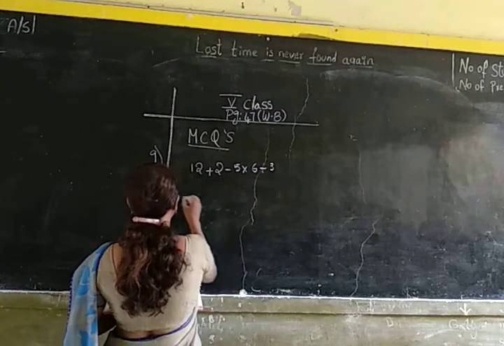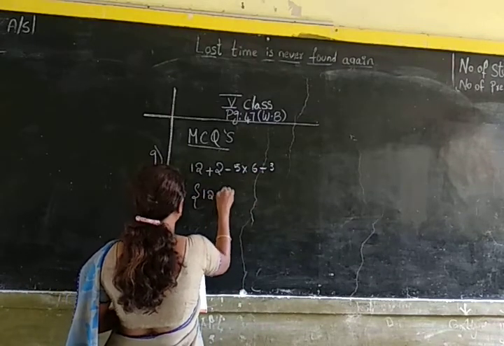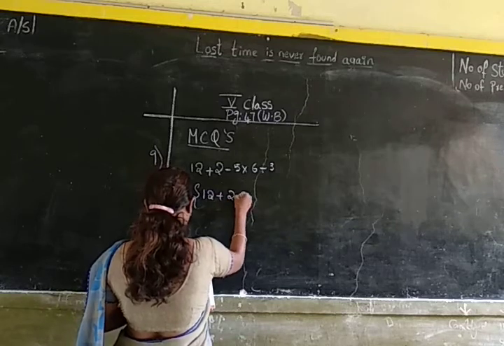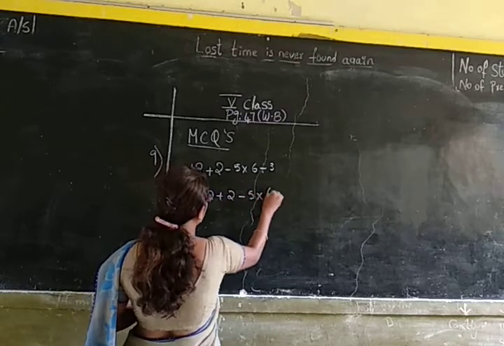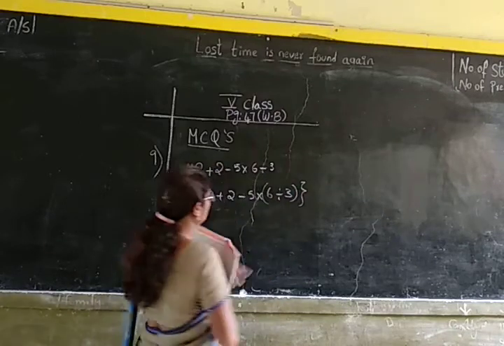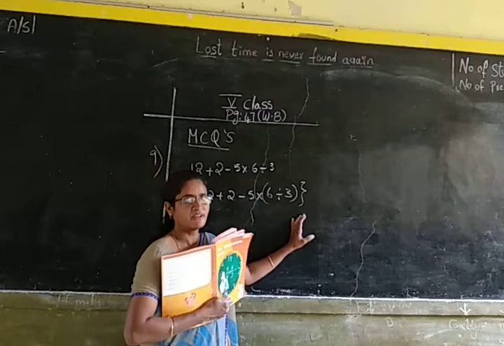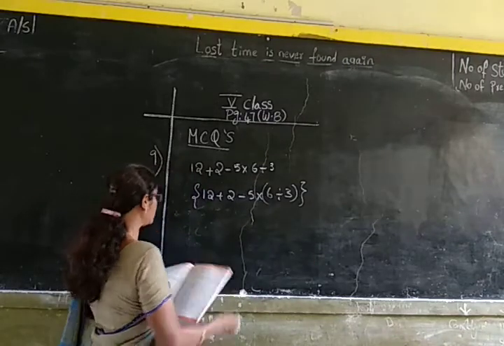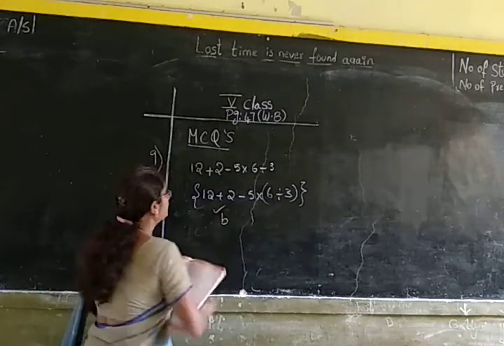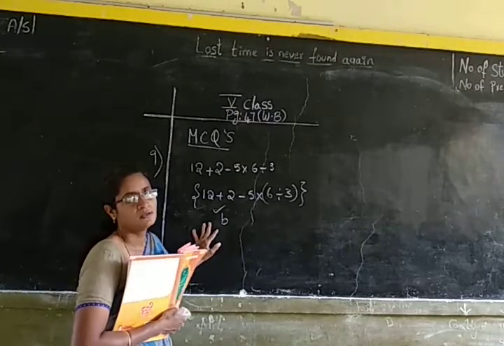Okay children. So the correct option is, first you have to put the flower brackets. 12 plus 2 minus 5 into 6 divided by 3. For 6 divided by 3 you have to put the round bracket and you have to put the whole expression in the flower bracket. So the correct option is B. So all of you take the B option.